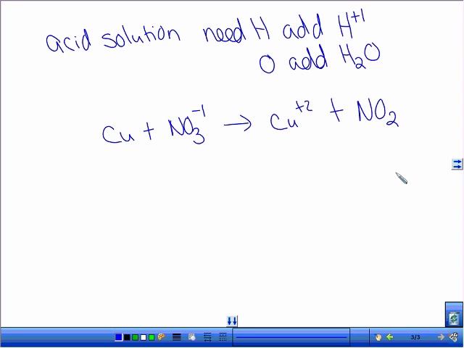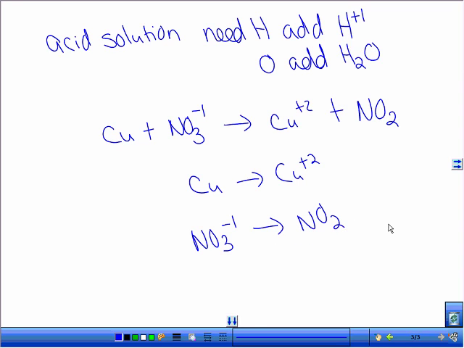Okay, so my first thing to do is to break it into half reactions. So I've got copper going to copper 2 plus. I've got nitrate going to nitrogen dioxide, the gas there. Alright, so first thing I'm going to do is balance for mass. 1 copper, 1 copper. Mass is looking pretty good.